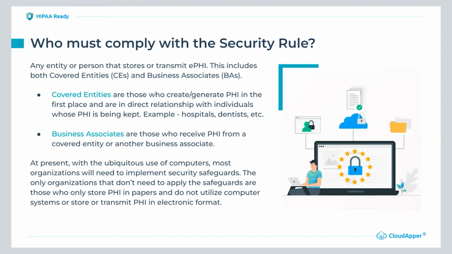At present, with the ubiquitous use of computers, most organizations will need to implement security safeguards. The only organizations that don't need to apply the safeguards are those who only store PHI on paper and do not utilize computer systems or store or transmit PHI in electronic format.